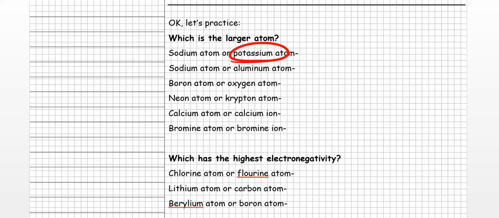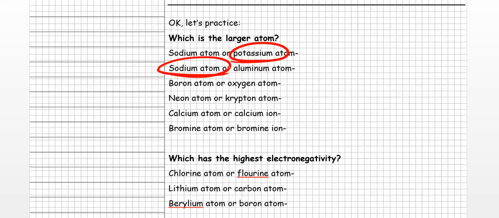Now let's take a look at sodium and aluminum. Let's compare those two. Well, those two happen to be in the same period. Sodium and aluminum are both in period 3. But aluminum is further to the right. Now, what happens to atomic radius size as you go from left to right? Atomic radius size gets smaller, doesn't it? So that would make sodium larger than aluminum.